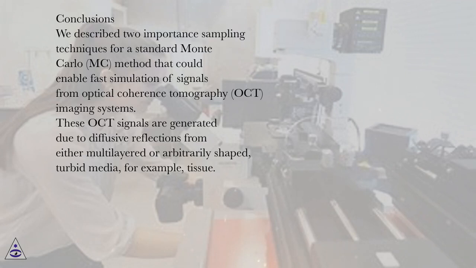Conclusions. We described two importance sampling techniques for a standard Monte Carlo, MC, method that could enable fast simulation of signals from optical coherence tomography, OCT, imaging systems. These OCT signals are generated due to diffusive reflections from either multilayered or arbitrarily shaped, turbid media, for example, tissue.